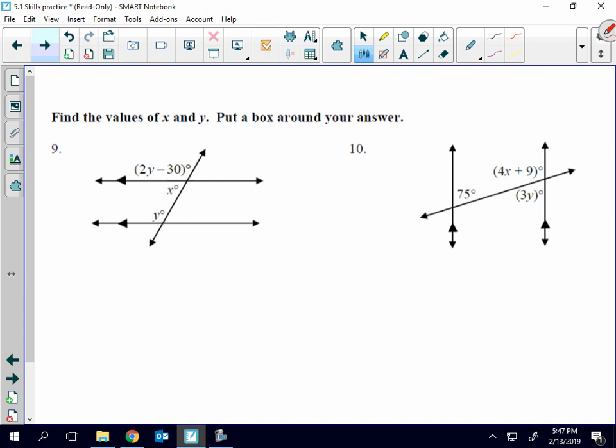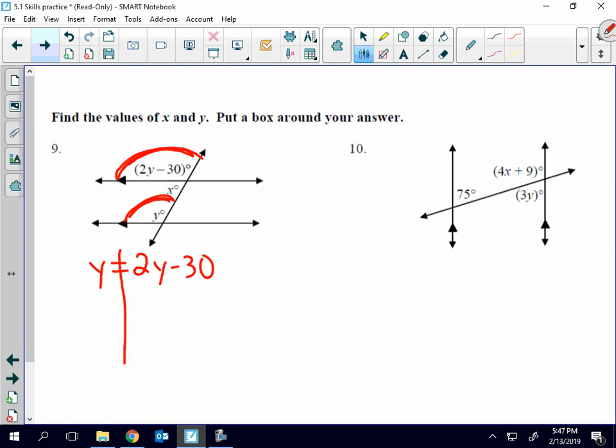Okay, we know this angle is 2x minus 30, and it's obtuse. Do you see another obtuse angle? I do. I think y is obtuse. Therefore, they're the same, right? They're the same, so I can set them equal. Y is the same as this one, 2y minus 30.